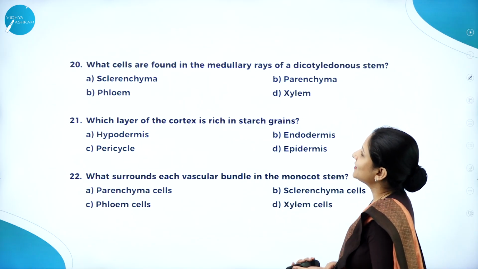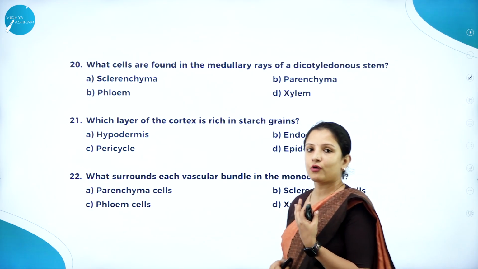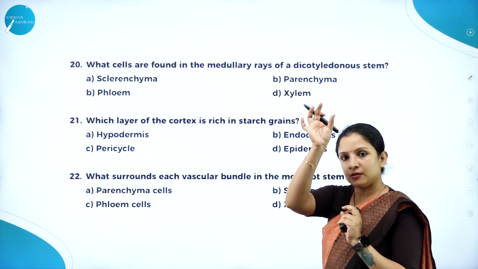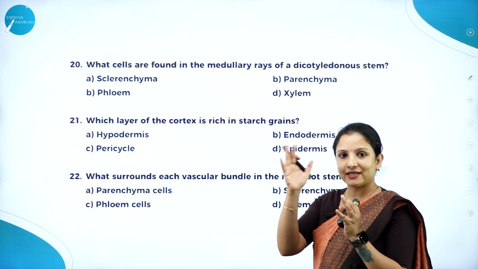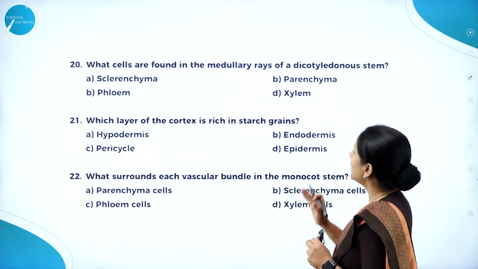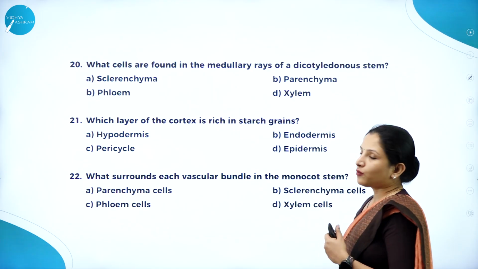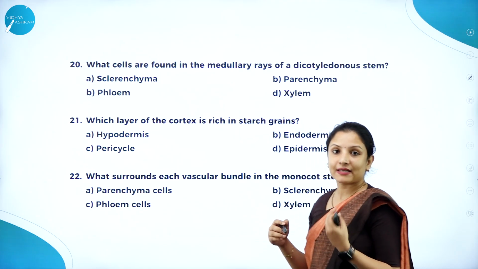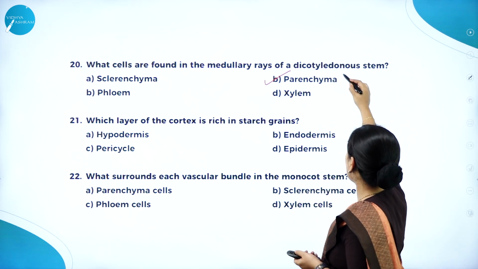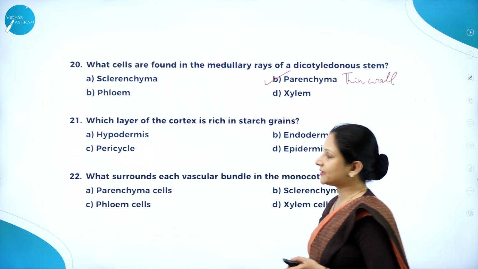Next question. What cells are found in the medullary rays of a dicotyledonous stem? Now, medullary rays. Between the vascular bundles, there are some cells which separate one vascular bundle from the other, and we call them the medullary rays. So, what type of cells are found in the medullary rays of a dicotyledonous stem? It is parenchymatous cells which are thin-walled.